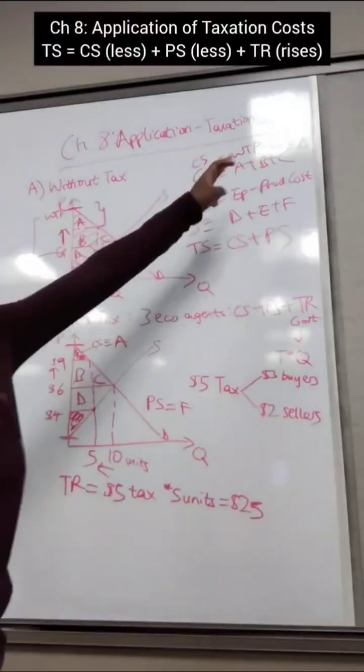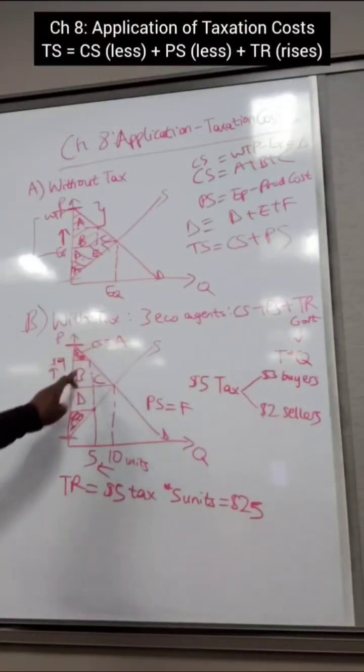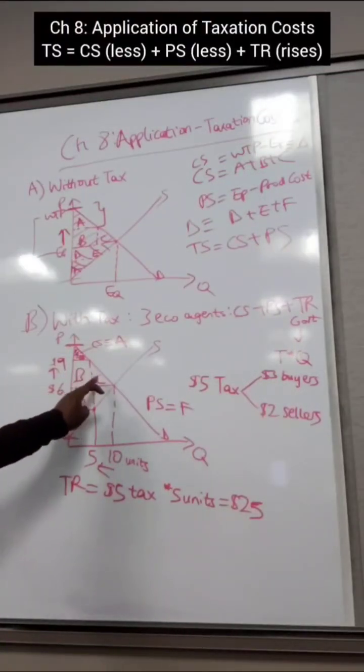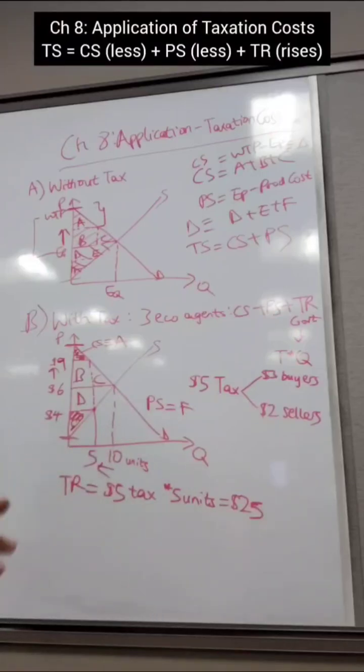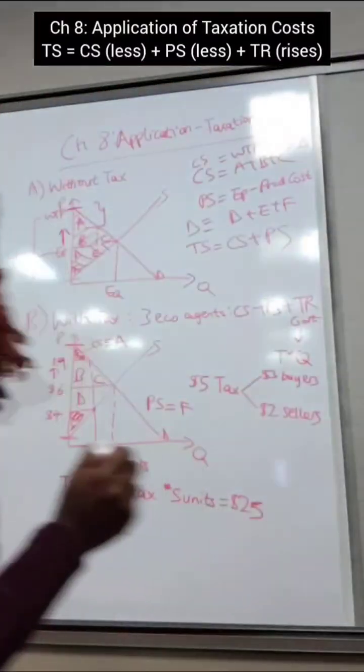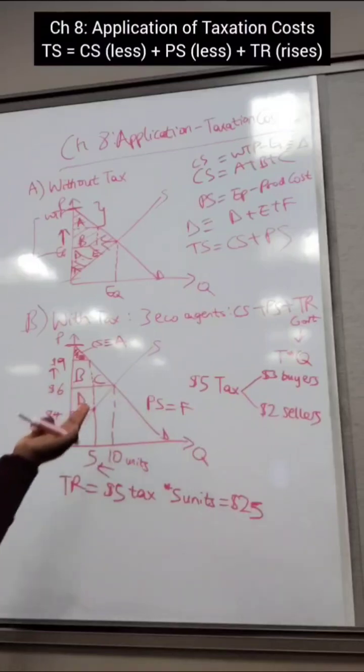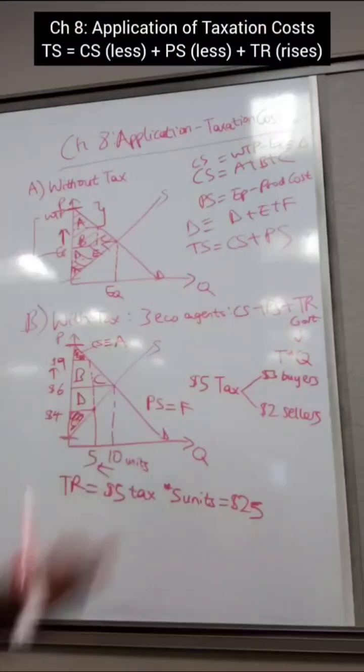Remember, it used to be ABC and now it's just A. So the consumers lost B to the government, and the consumers are going to lose C to the market due to inefficiency. Okay, so remember, what shape is this C? It's also a triangle, right? So therefore, let's actually quickly do it.